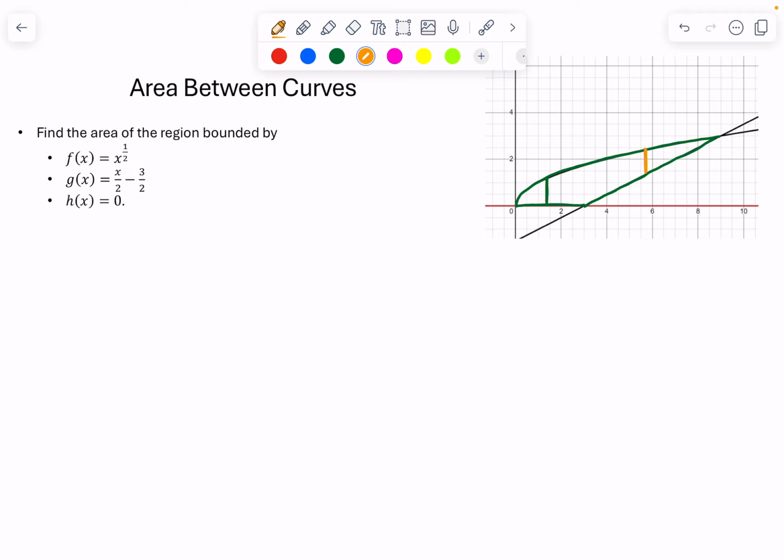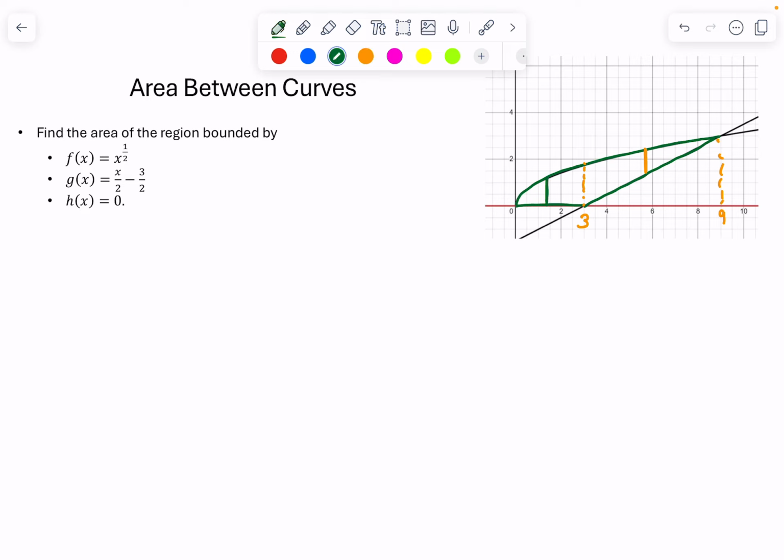I'm going to have x to the 1/2 minus, and I'm going to have to subtract that straight line, g of x. So I'm going to have to subtract x over 2 minus 3/2, that quantity. So I've got to break this into two different integrals. I can see right here at x equals 3 is where I'm going to have to break those integrals apart. And let's make sure we know this is x equals 9. So let's set up our integrals.